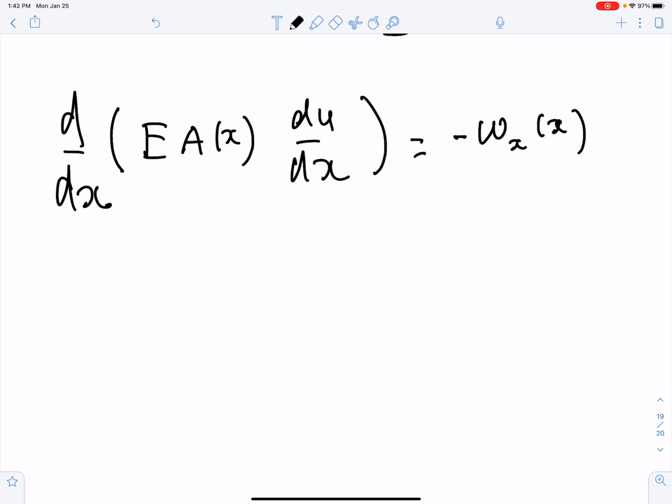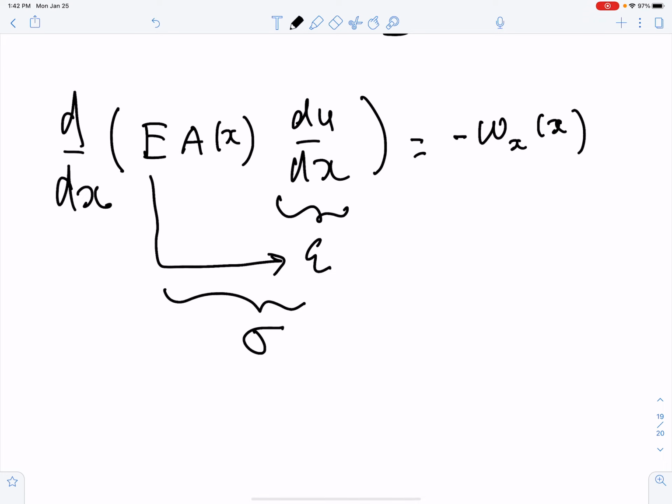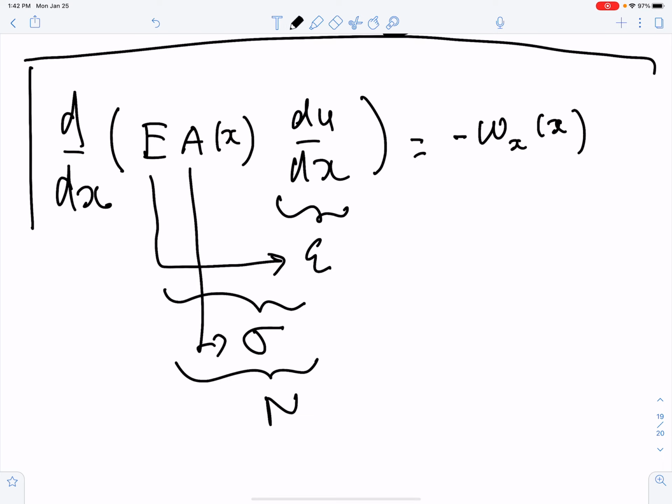So let's see. You get du/dx, that's your epsilon. Epsilon hooks up with E to give you the stress. The stress hooks up with A to give you the N, the force. And then from the problem differential equation, we know that the rate of change of the force is the negative of the applied distributed load. And so that is the equation that is of interest in this work.